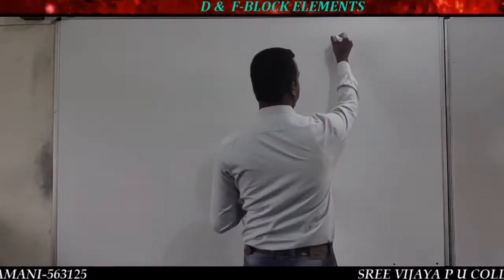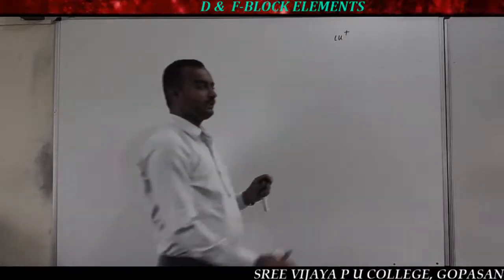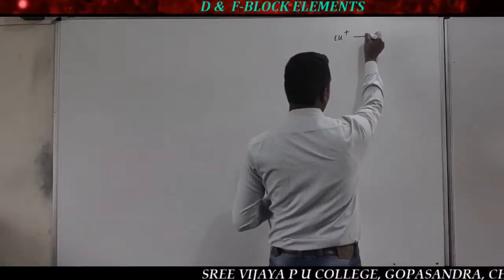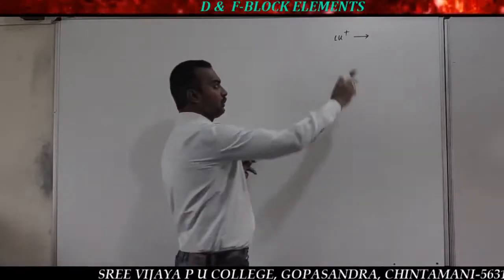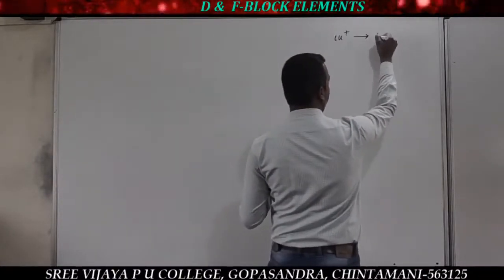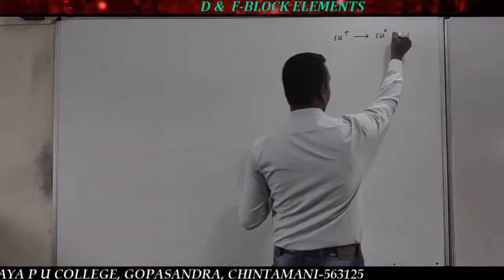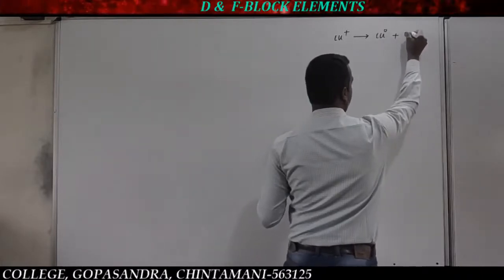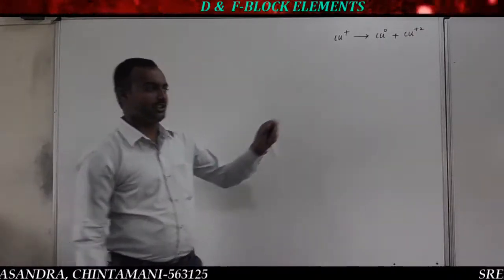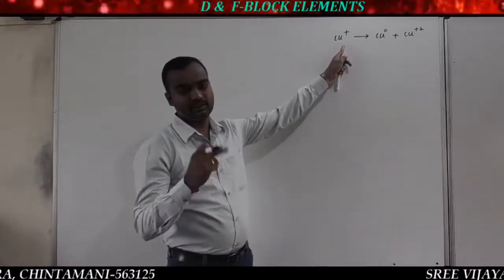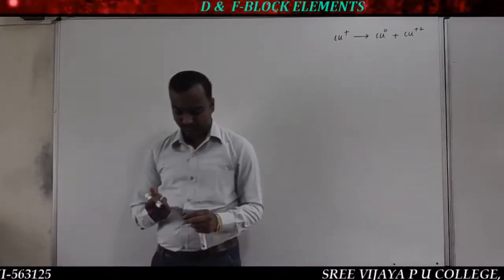Copper plus is unstable in aqueous solution. Therefore, it undergoes disproportionation, that is, it simultaneously undergoes reduction and oxidation. One Cu+ ion undergoes reduction, accepting one electron to give copper 0. At the same time, another Cu+ undergoes oxidation to give Cu2+. So a single species or ion simultaneously undergoes reduction and oxidation. That reaction is called a disproportionation reaction.